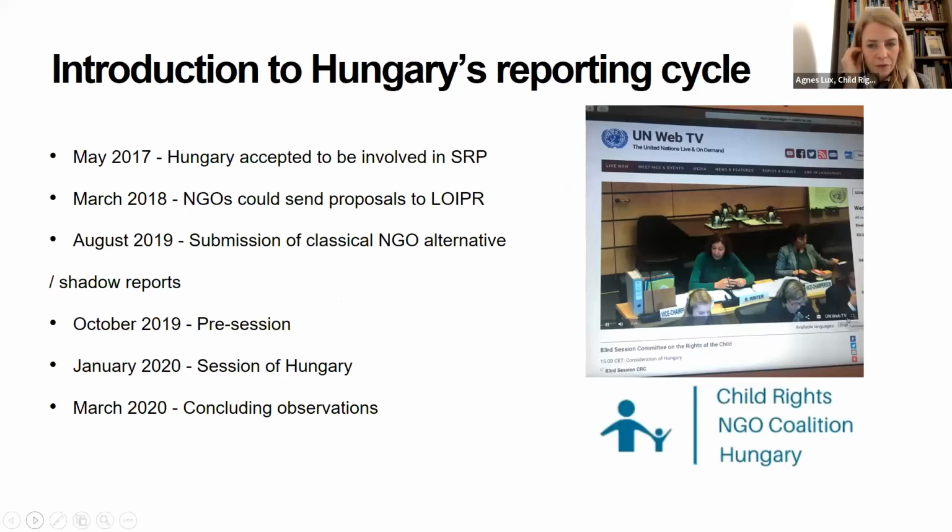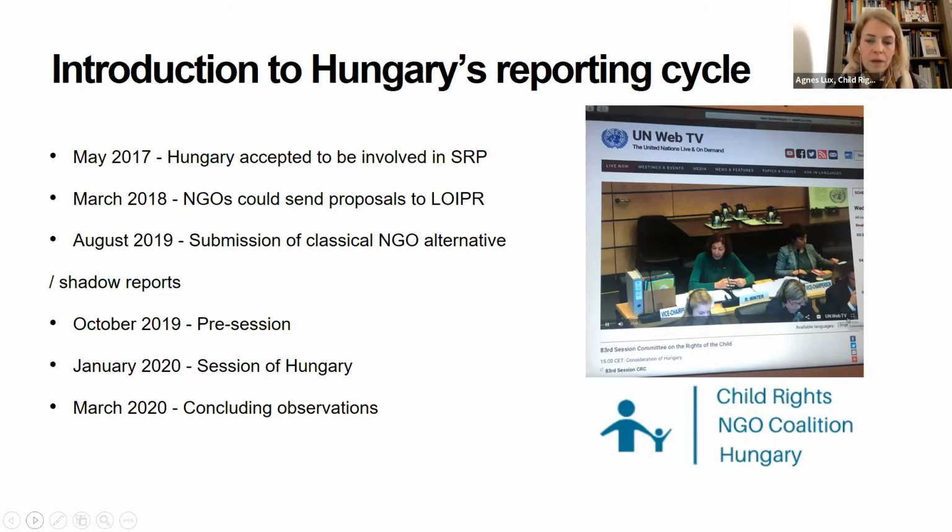Hungary accepted, among the first states, in May 2017 to participate in the simplified reporting procedure. As you know, the main difference between the procedures was that the UNCRC committee introduced the list of issues prior to reporting as the first step of the reporting cycle. This document outlines the questions on which the committee, the reporting states, and all participating parties shall focus. So the reporting doesn't start with the state's report as before, but with this more focused and shorter list of issues.